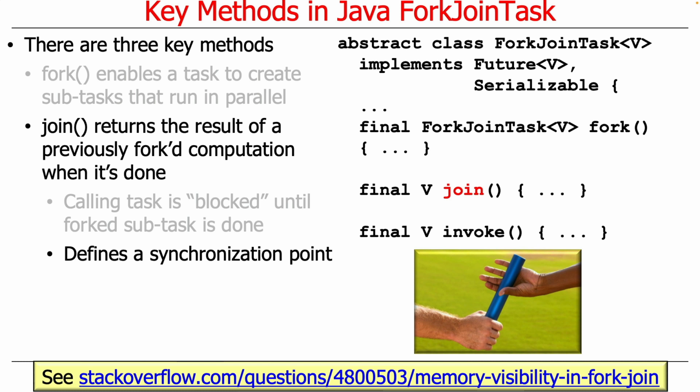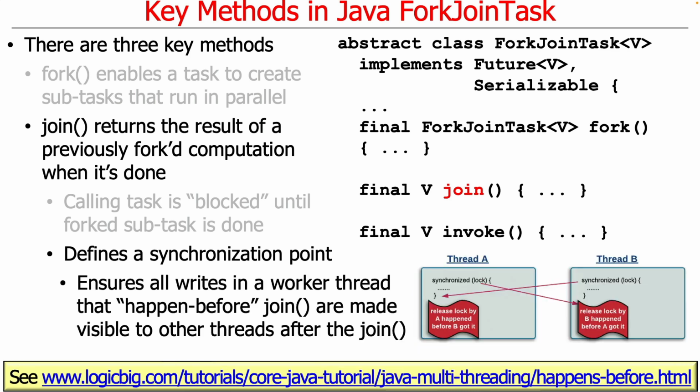This join call defines what's known as a synchronization point. And what that means is after join returns, the memory changes that correspond to anything in that core where the processing took place will be propagated to other cores on that processor. You don't have to do any additional synchronization yourself. So the fancy way of saying this is it ensures that all writes that take place to fields in a worker thread that happen before the join are made visible to the other threads in other parts of the pool after the join finishes. And that's what's called a happens-before relationship.